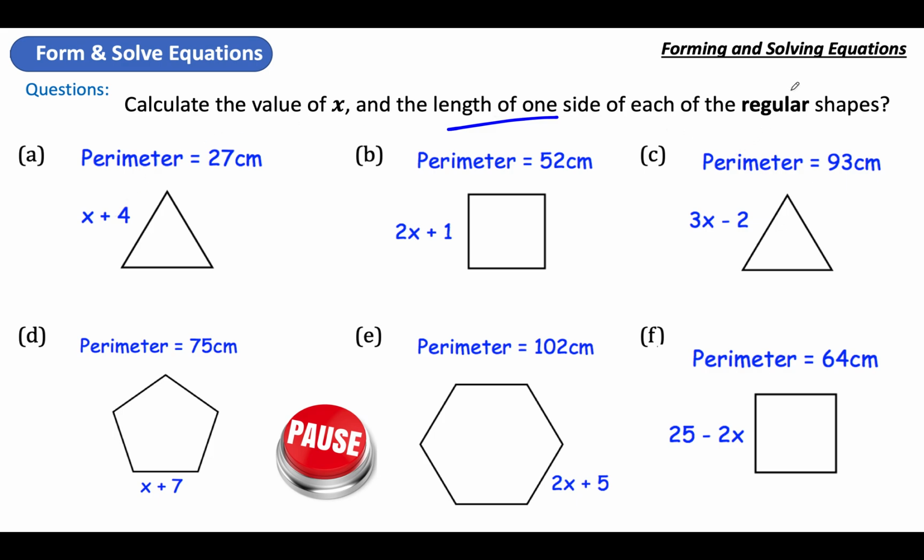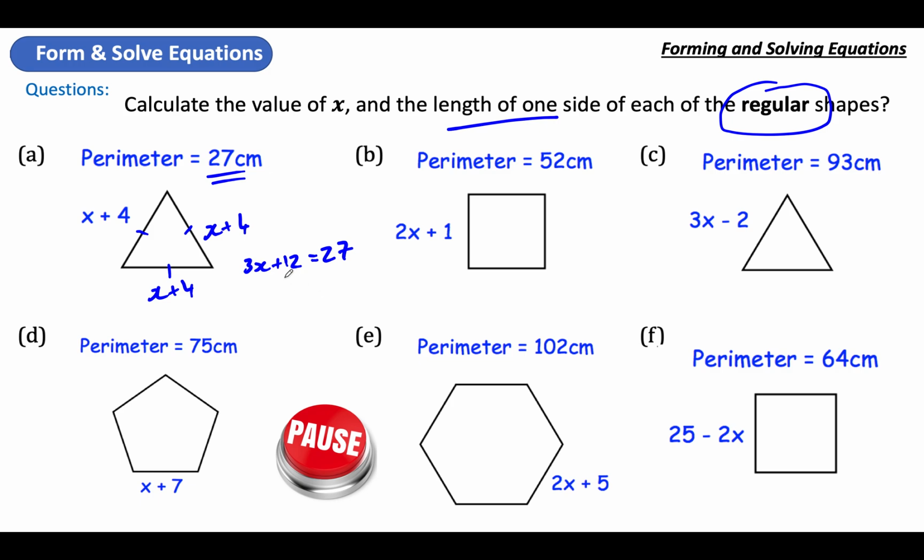Now these are regular shapes. That means that all the sides are equal. So all the sides on this one are x plus 4, which means when I form my equation, I'm going to add all these together. So x plus x plus x is 3x. 4 plus 4 plus 4 is 12. And it tells me that the perimeter is equal to 27.